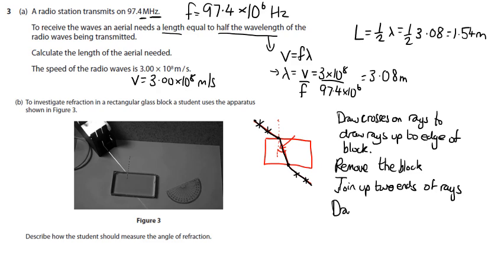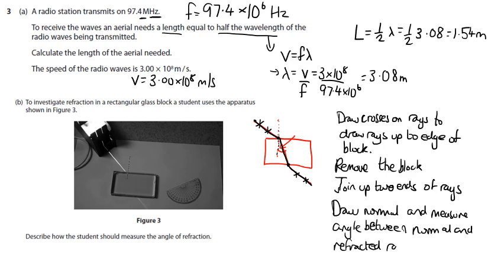Then we need to draw on the normal line. That's this line here, which was at right angles to where the block was, and measure the angle between the normal and the refracted ray with a protractor. Okay, so there's a full description of what you would actually do.